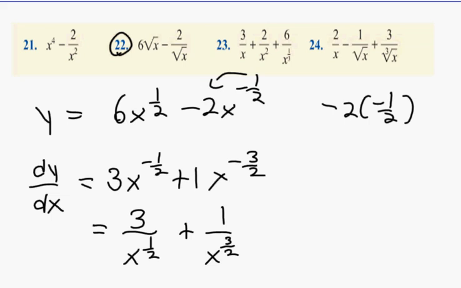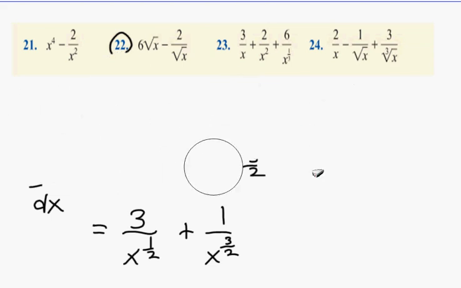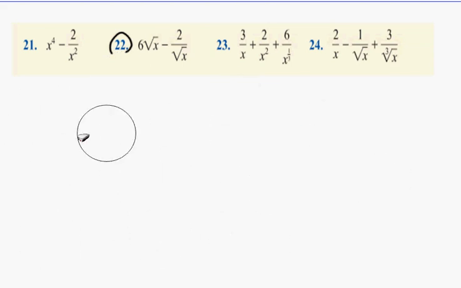Okay. Now, number 24. We've got to show you how 24 is done, okay? 24. 2 over x minus... Now, what can I change this into? It's going to be 1 over... It's got x to the power of a half.